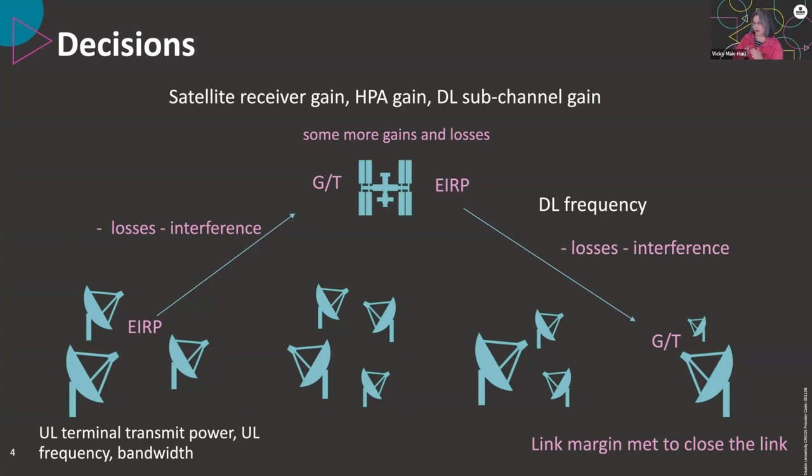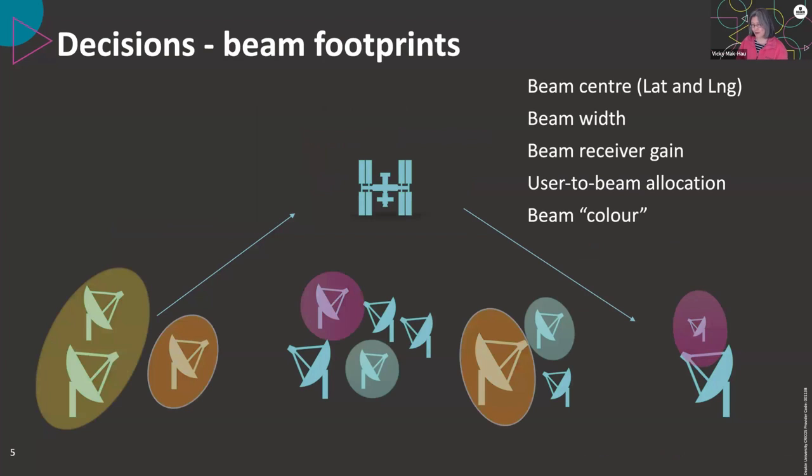So it is all about being able to close as many links as possible. We need to meet the link margin requirement, and the link margin depends on the carrier-to-noise ratio, the uplink and downlink composite carrier-to-noise ratio, which gives you the Eb/N0. The link margin is the difference between the achieved Eb/N0 and the required Eb/N0. And if that is not horrible enough already, we also have the beam footprints that you can optimize.